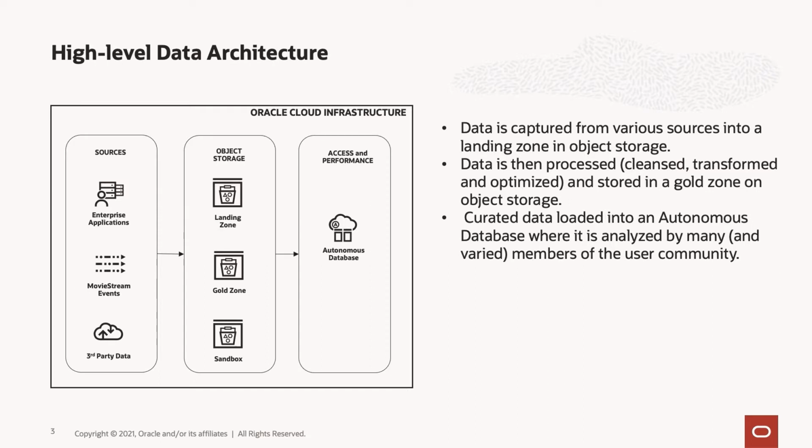Now, Autonomous Database serves as the access and performance layer. So data is either going to be loaded from the gold zone or the landing zone from the data lake into the warehouse, or that data can be accessed dynamically using SQL. Now, once in Autonomous Database, hundreds of analysts and data scientists are going to be performing sophisticated analyses, and they're going to get fast performance, and they're going to be able to use their favorite tools. So they could be using Oracle Analytics Cloud, Tableau, Excel, and more.